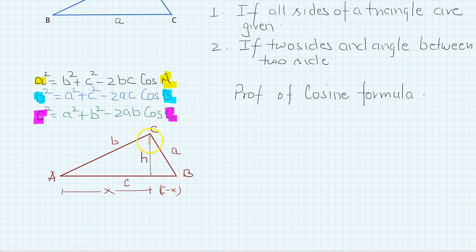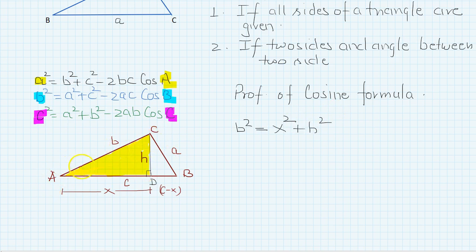Now let's talk about this triangle. This is a right angle triangle, this triangle, you can say it is D. In this triangle, this is a right angle. So we can easily say that b square is equal to x square plus h square.